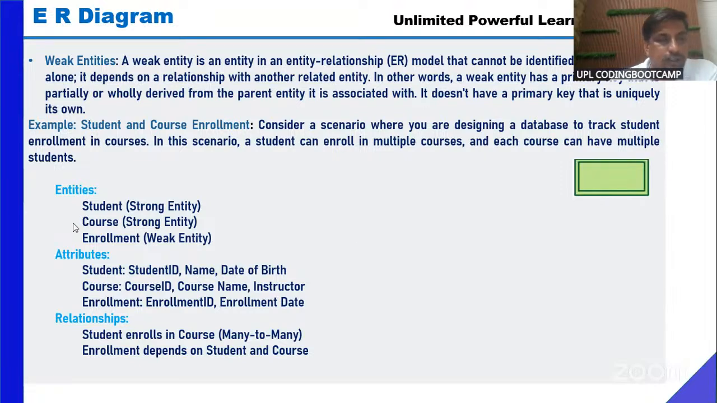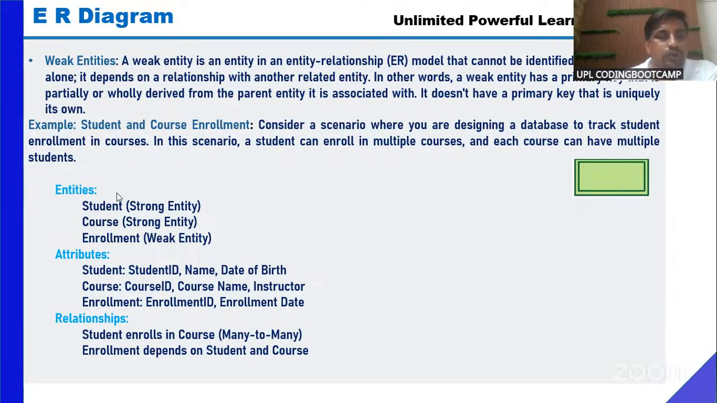So let us see here. There is one scenario I have taken. Student and course enrollment. For a particular college or university, you assume that there is a student. It is a strong entity because it is independent. When you say strong entity, student itself is an independent object. Course is also a strong entity, but enrollment depends on student and course.